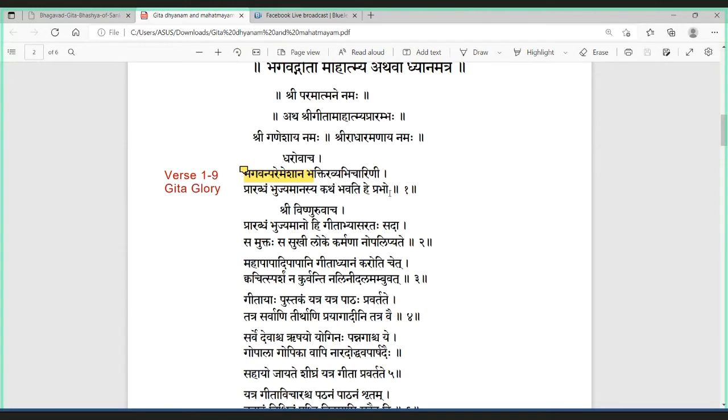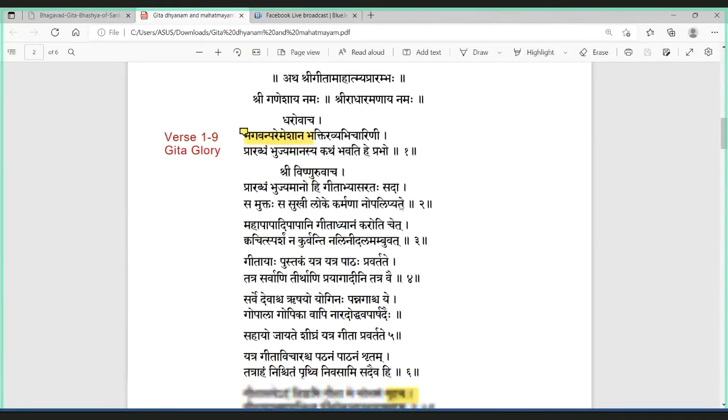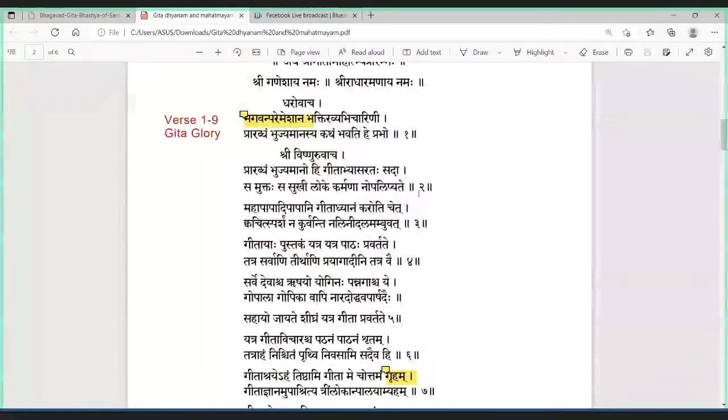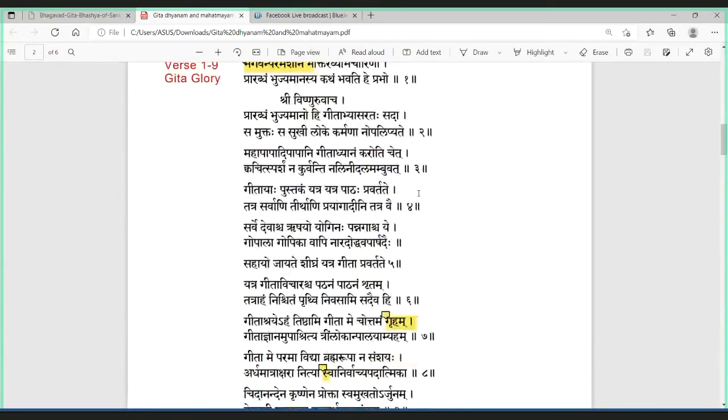So Shri Vishnu Uvacha. Vishnu is giving the answer to Dhara.